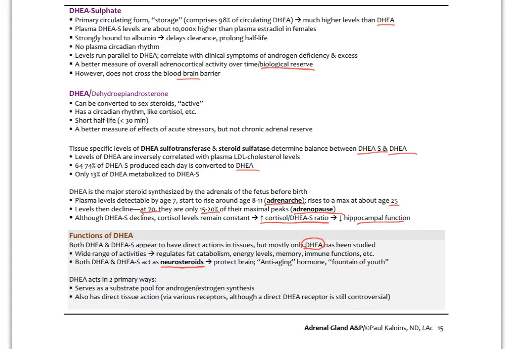Really, DHEA works in two primary ways. It serves as a substrate, first of all, for androgen and estrogen synthesis. So going back to the steroidogenesis pathways, remember DHEA was kind of the precursor to the androgens, and then via aromatase, the estrogens. But we also know that DHEA has direct tissue actions through various receptors, although again, there's been no specific receptor for DHEA discovered yet.